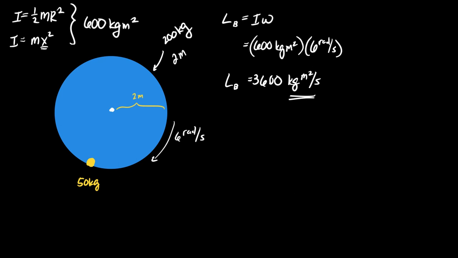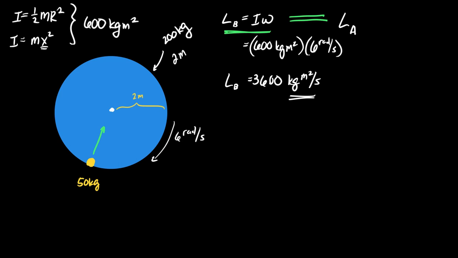Now, I want to talk about what happens when the kid decides they want to walk towards the center. They're changing the moment of inertia of the system. However, there's no external torque on the system. There's nothing on the outside of this system that is changing the rate that the thing is spinning. No external torques, right? So under these circumstances, without any external torque, the angular momentum remains unchanged.